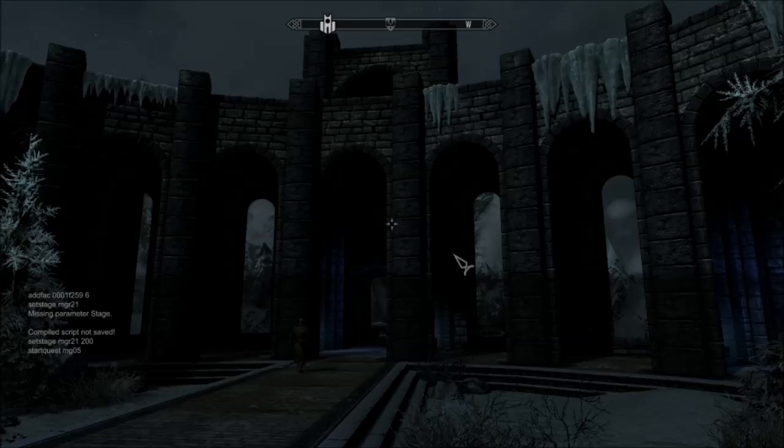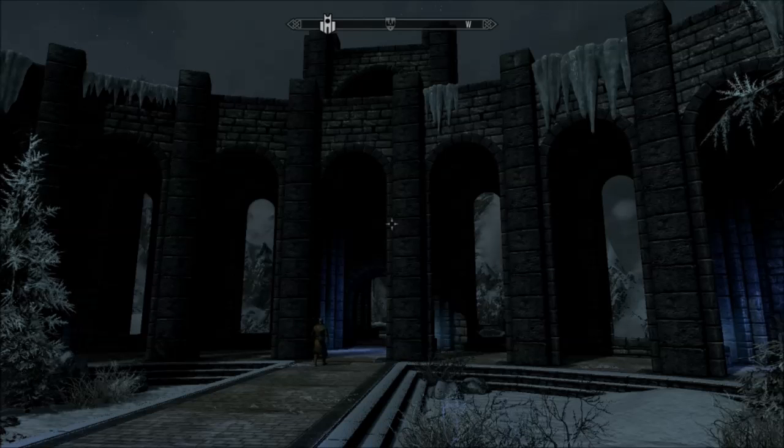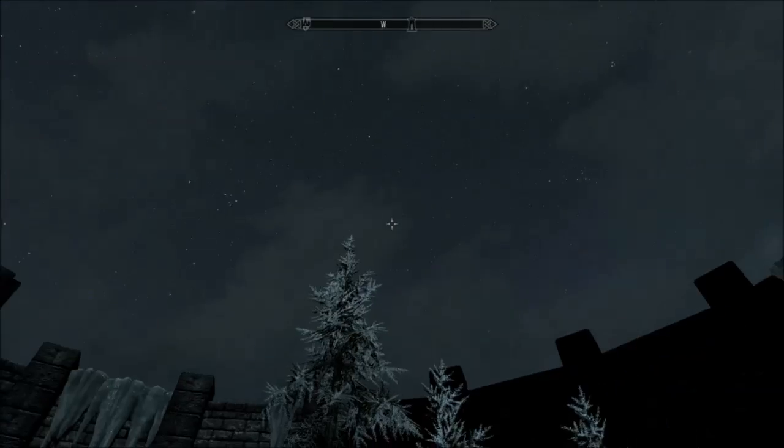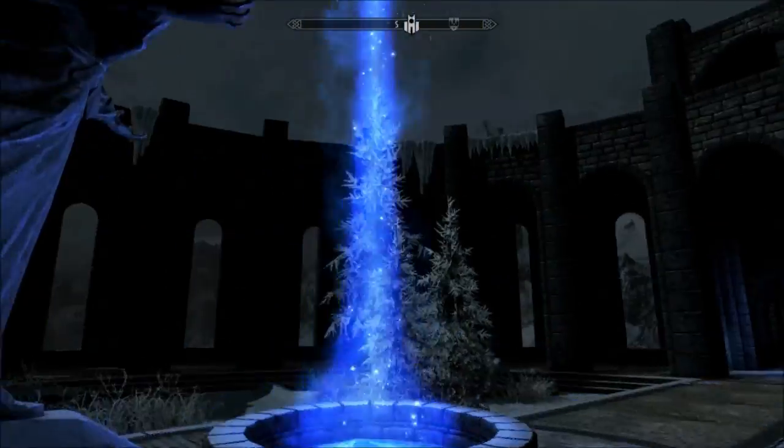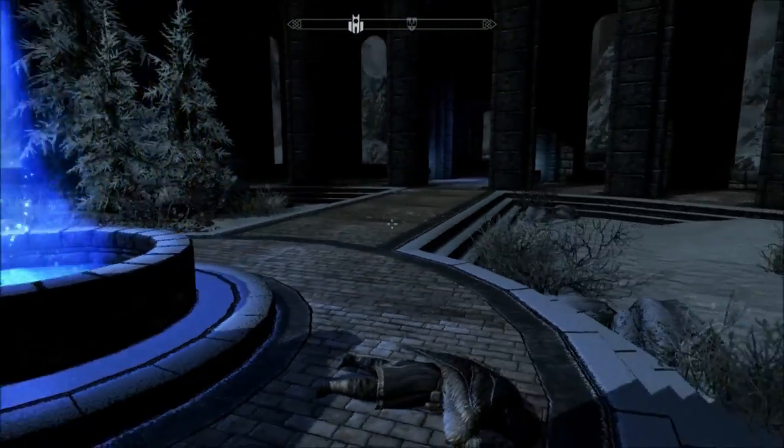But anyway, you start quest. Now, usually in Skyrim, when you do a start quest, there'll be something that says start a quest. But as you see, there's nothing. Nothing is even existing at this point.